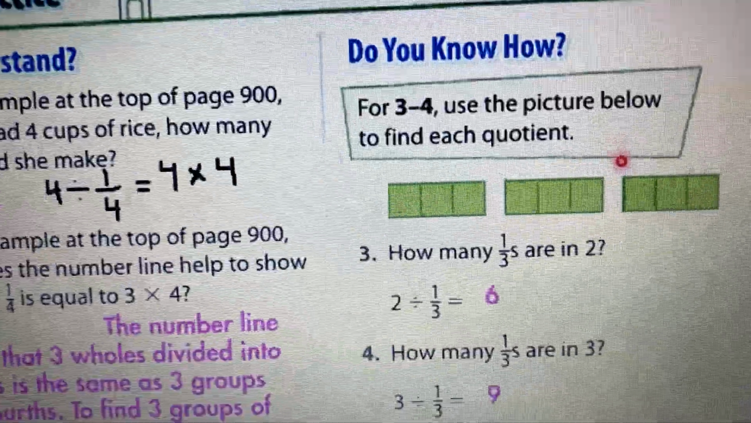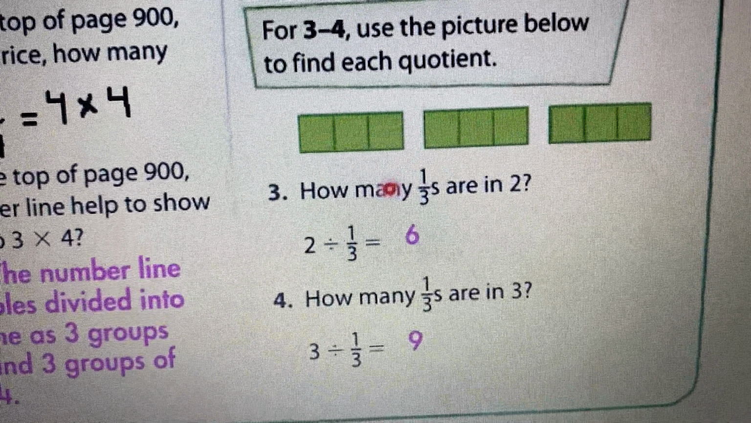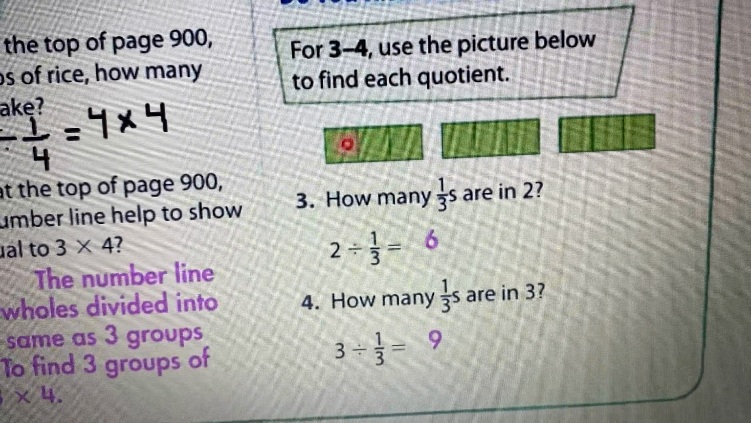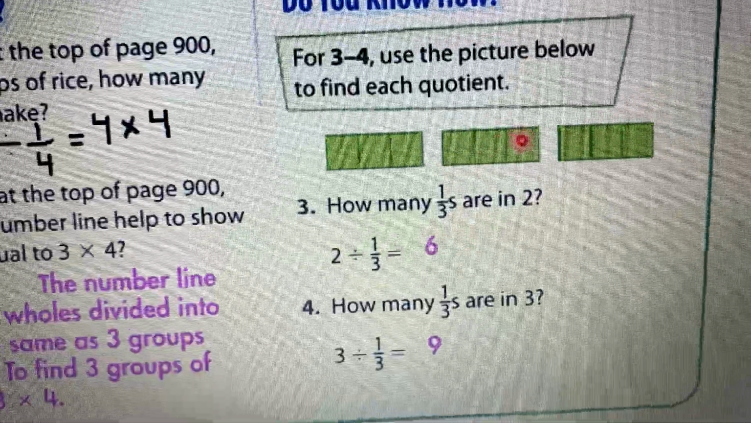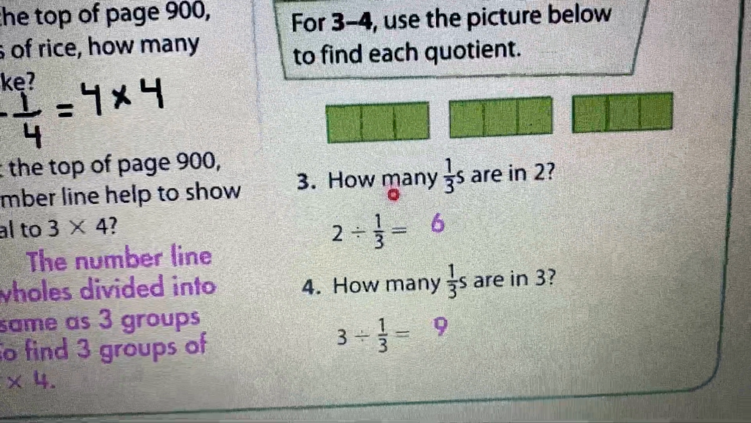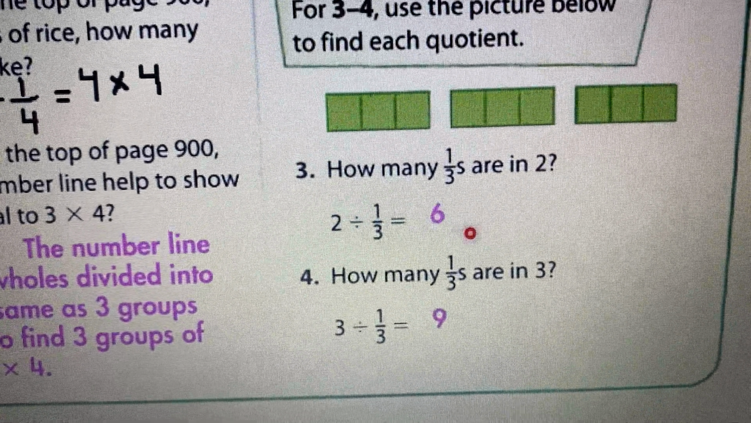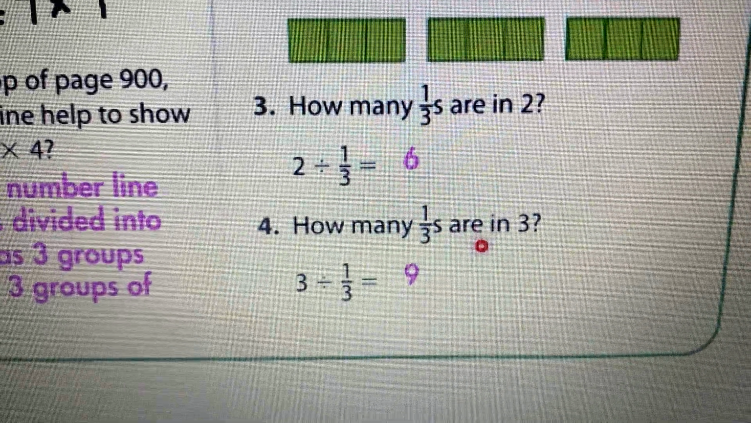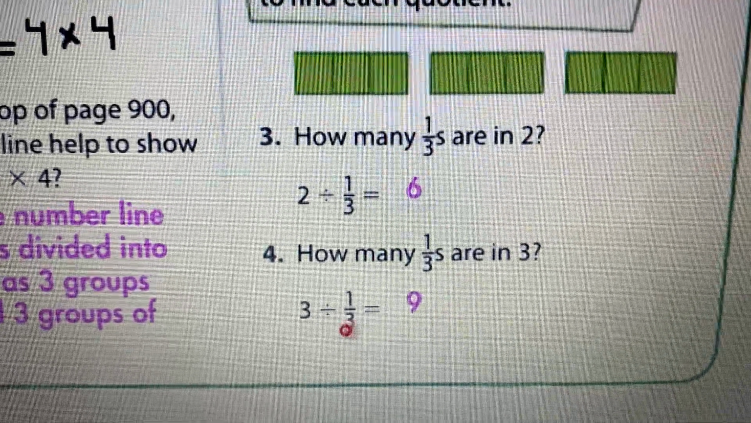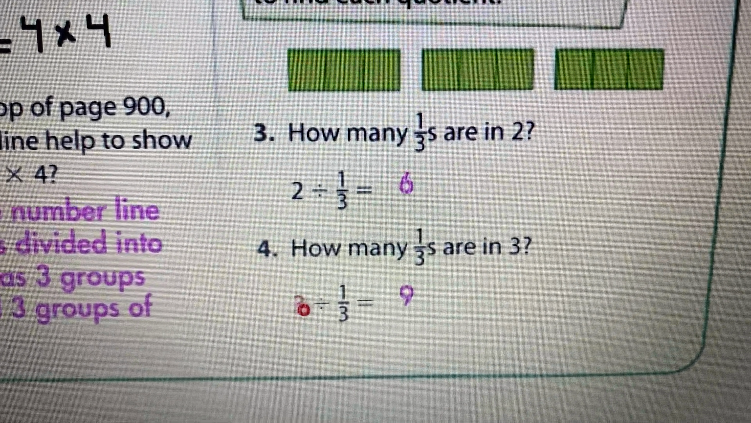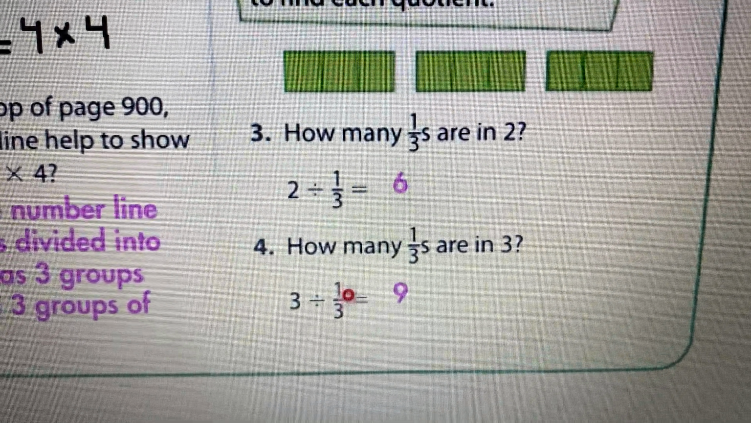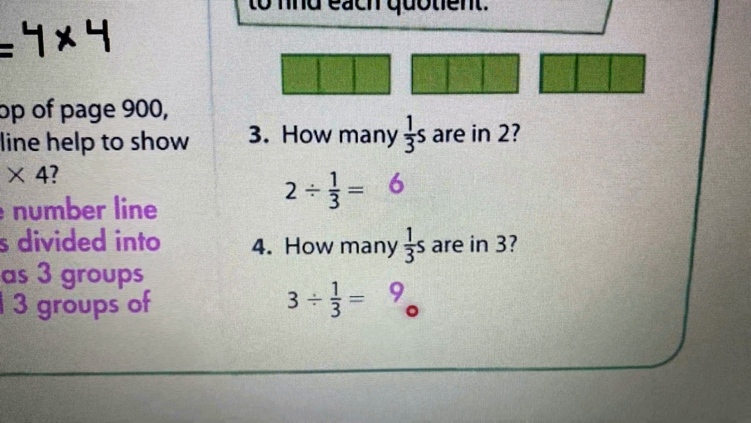Okay, now let's see question number 3. How many 1/3 are in 2? 1, 2, 3, 4, 5, 6. Or, as I told you, 2 times, make it multiplication, put 3 up. 2 times 3 equals 6. How many 1/3 are in 3? You can count 3 and 3, 6 and 3, 9, or you can convert it into multiplication. 3 times 3 over 1, because I'm going to switch. So it is 3 over 1, and 3 times 3 equals 9.